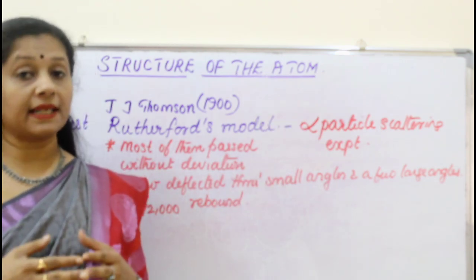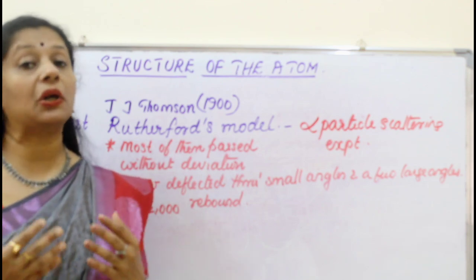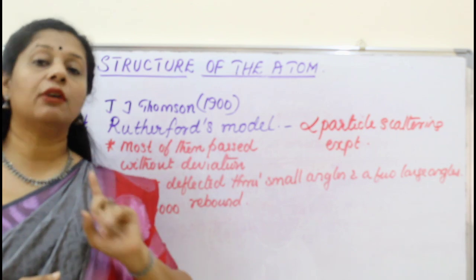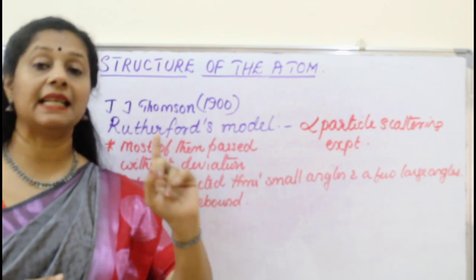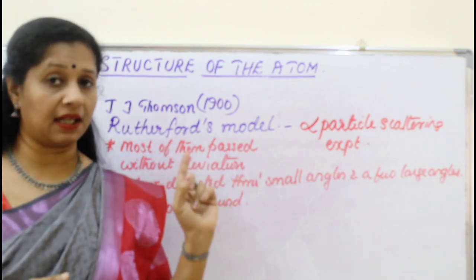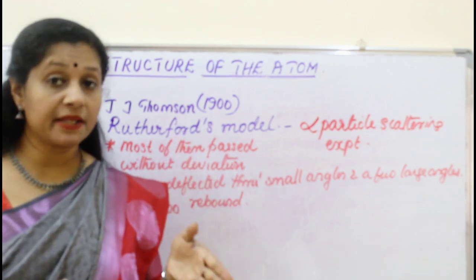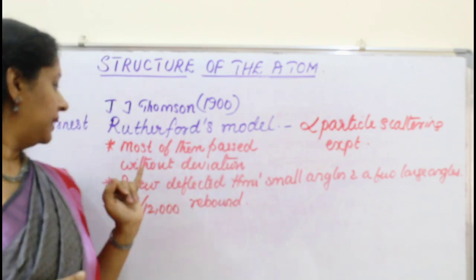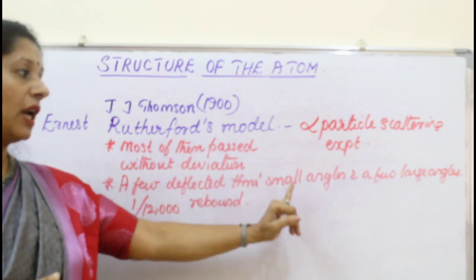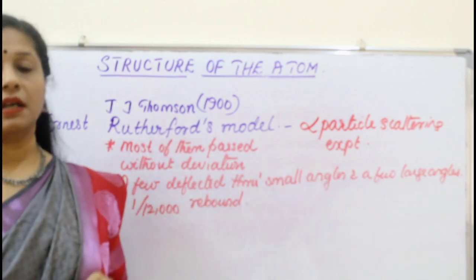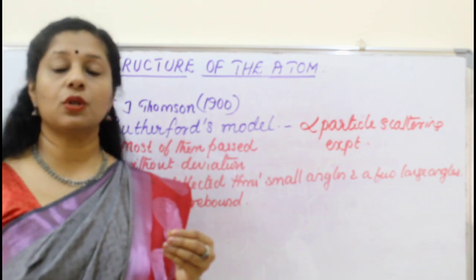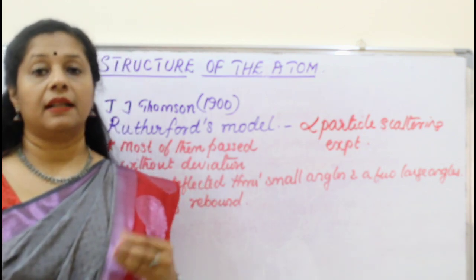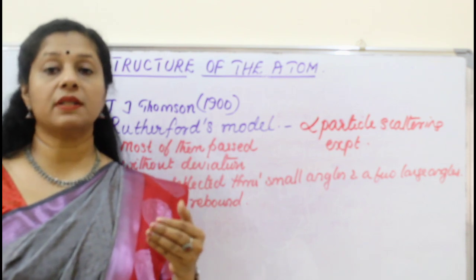So he was expecting every single alpha particle to get deflected, but most of them went without any deflection. That means they could pass through without getting hit on any of the subatomic particles. What does that mean? A lot of empty space is there in the atom or the gold foil. Then a few deflected through small angles and a few through large angles. That means some of them deflected through small angles and some of them deflected through large angles. That means when they hit on protons, they could deflect.